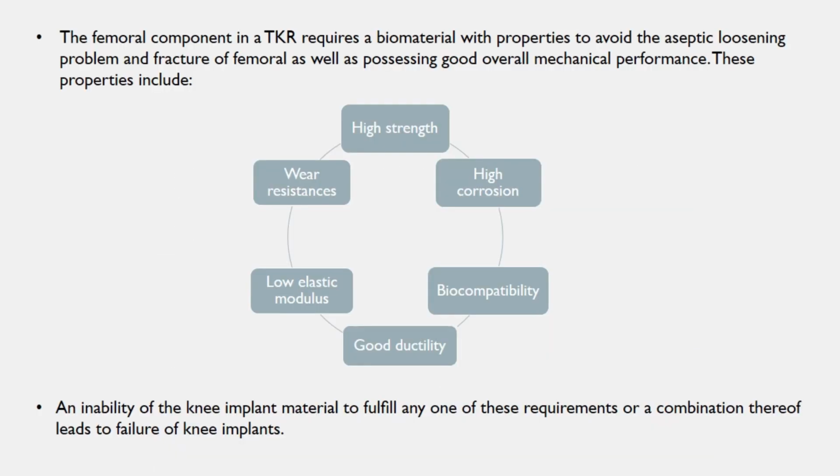The femoral component in total knee replacement requires a biomaterial with properties to avoid the aseptic loosening problem and fractures of the femoral component. These properties include high strength, low elastic modulus, good ductility, high corrosion and wear resistance, and biocompatibility. Inability of the knee implant material to fulfill any one of these requirements or a combination leads to failure of knee implants. That's all from me.